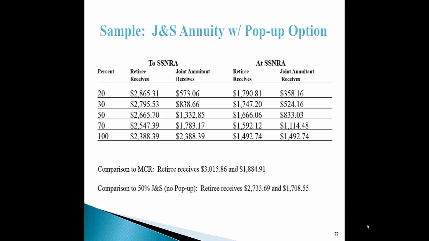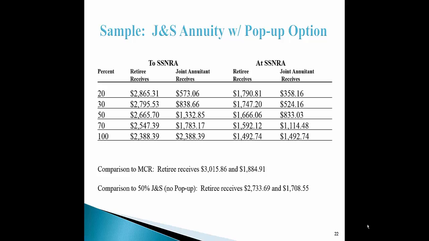Also, compared to the previous slide, if the retiree elected the 50% J&S option without the pop-up, they would receive $2,733.69 versus the $2,665.70 until age 67, and then $1,708.55 versus the $1,666.06. If the retiree dies, the joint annuitant would receive half of what the retiree was receiving.